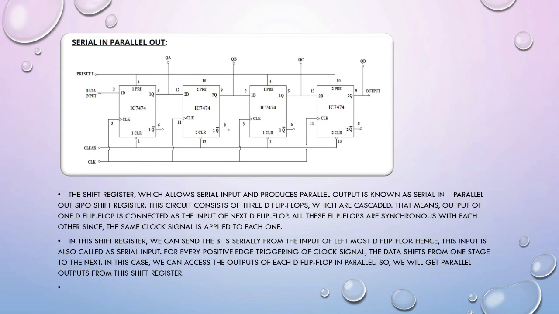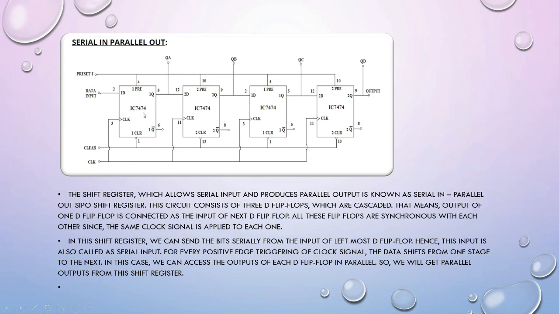In this shift register, we can send a bit serially from the input of the leftmost D flip-flop. Hence, the input is also called serial input. At every positive edge triggering of the clock signal, the data shifts from one stage to the next stage. In this case, we can access the output of each D flip-flop in parallel, so we can get parallel outputs. So this is called serial in parallel out shift register. The block diagram of this serial in parallel out will be looking like this.